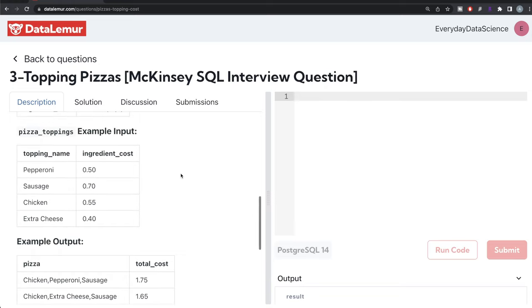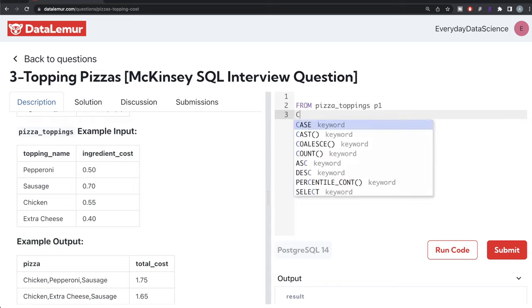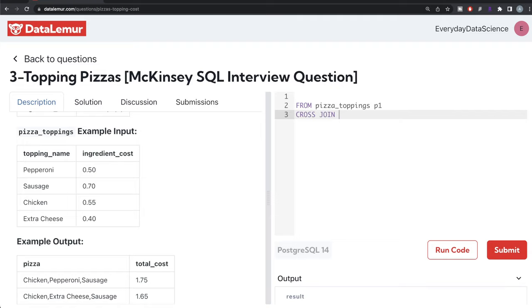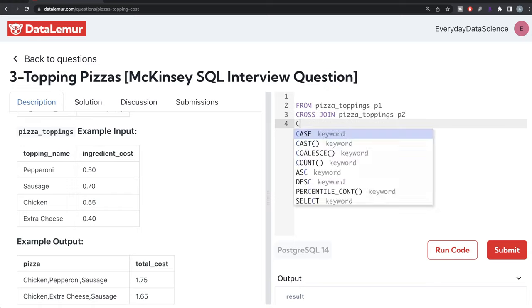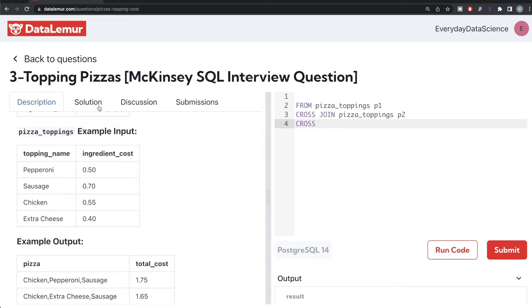So what we need to do is, we only have one table, pizza toppings, and we need to get three topping pizzas. We need to take all the possible combinations of three toppings. Whenever you hear the words all the possible combinations, cross join is usually a very good way to do it. So from this table called pizza toppings, aliased as p1, let's cross join the same table aliased under a different name, pizza toppings aliased as p2. Again cross join, because these two will only give two toppings. So let's cross join to get the third topping, pizza toppings aliased as p3.